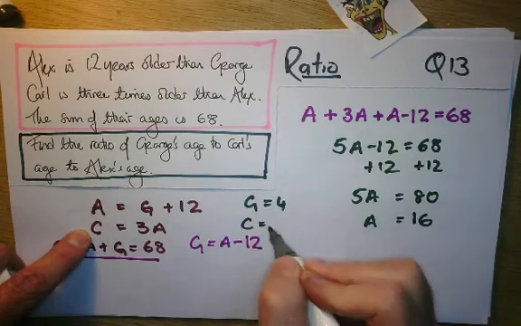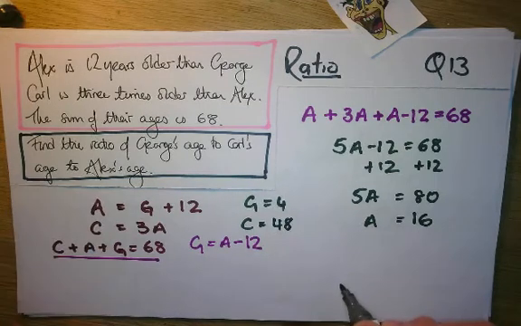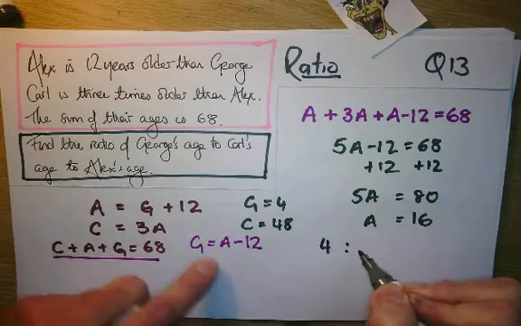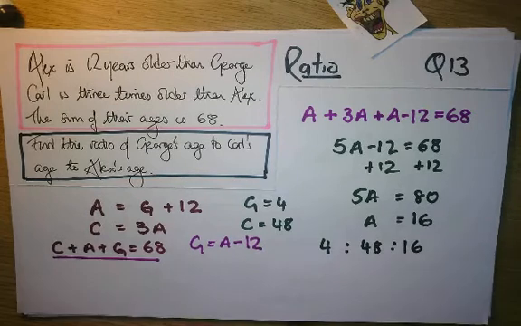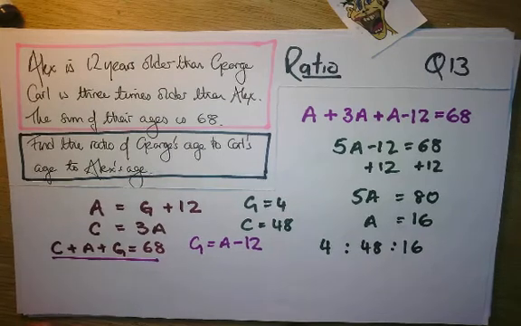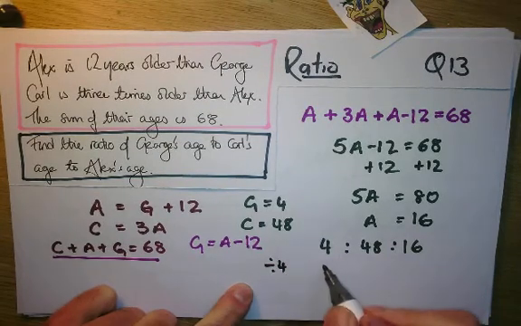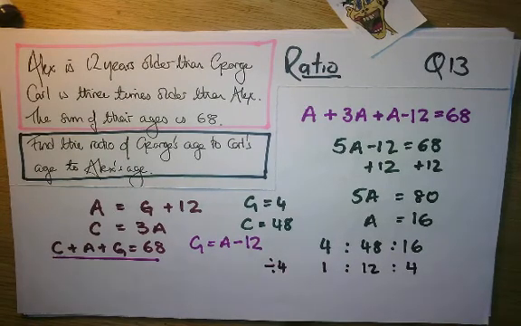So George is 4. And if George is 4 and Alex is 16, we can then work out that Carl is 3 times Alex's age. So Carl is 3 lots of 16, which is 48. Now I need to do the ratio of George 4 to Carl 48 to Alex 16. But that's not finished yet because I've got to do it simplified. They would want it as simple. What goes into 4, 48 and 16? And hopefully you can see that 4 does. I can divide all of this by 4. I get 1 to 12 to 4.